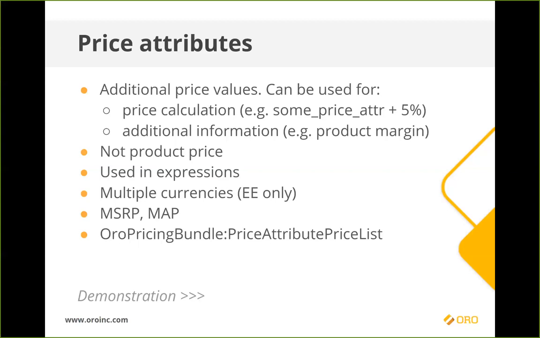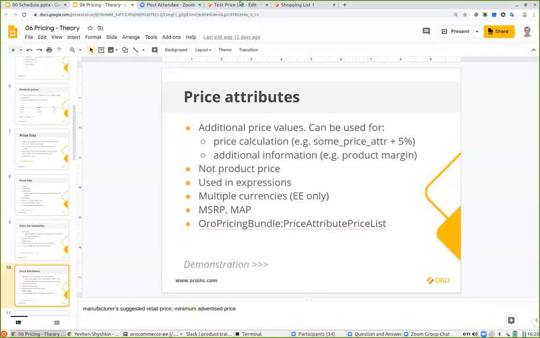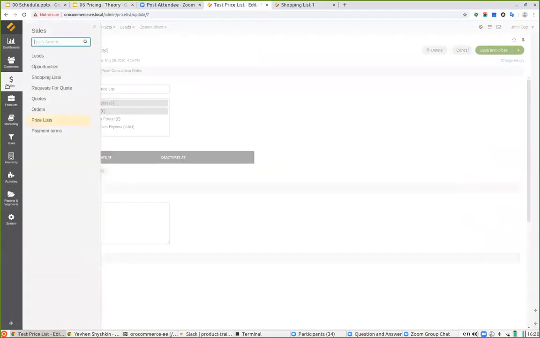So pay attention that a price attribute by itself is not a product price, it's just a price-like or currency-based value. It's often used in expressions. Again, it may have multiple currencies. In the Enterprise Edition and the Community Edition, we have only one currency. Good examples of price attributes are MSRP or MAP. And I have also added one more price attribute called ERP price.